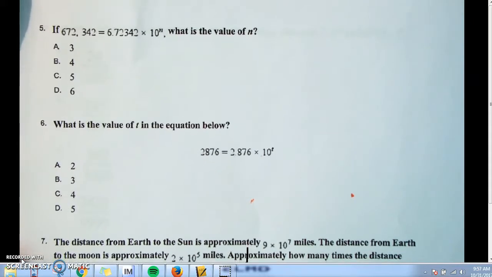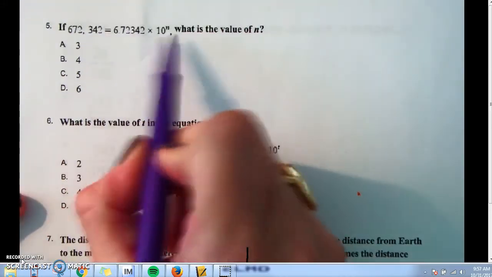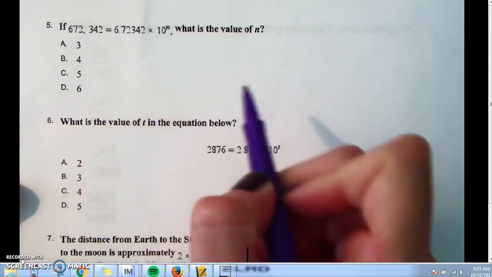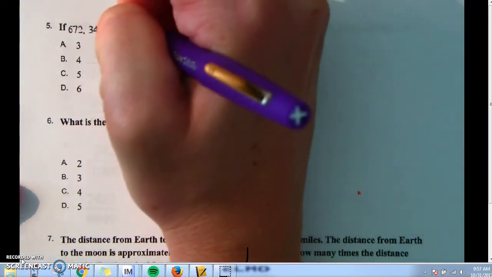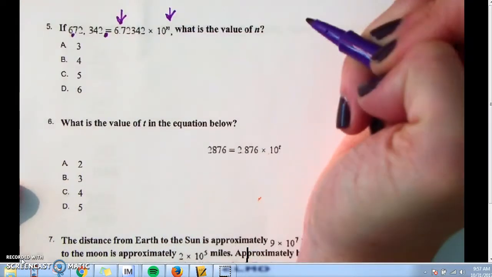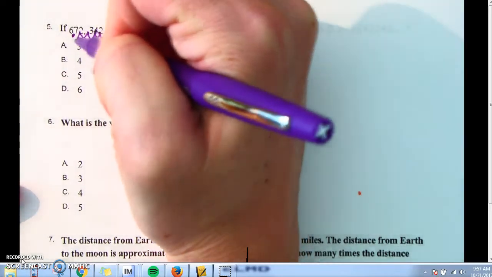Number 5. If 672,342 is equal to this in scientific notation, what is the value of n? So basically we need to figure out what the exponent is. So our decimal starts here. The problem tells us we're moving the decimal between the 6 and the 7. How many spaces is that? 1, 2, 3, 4, 5.